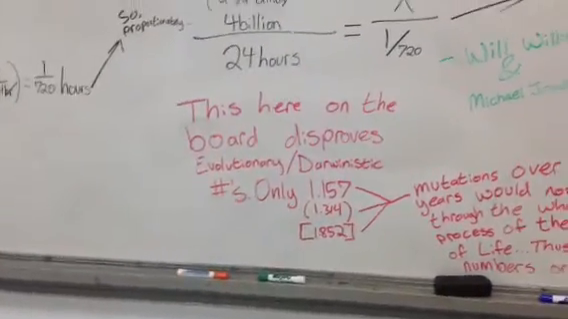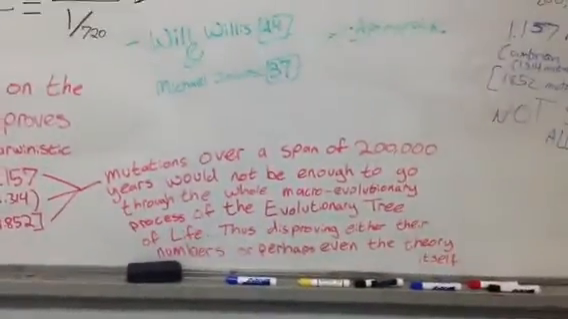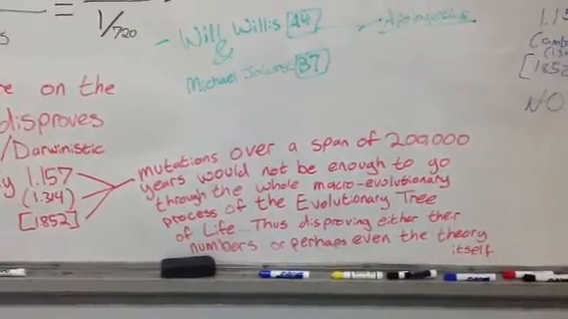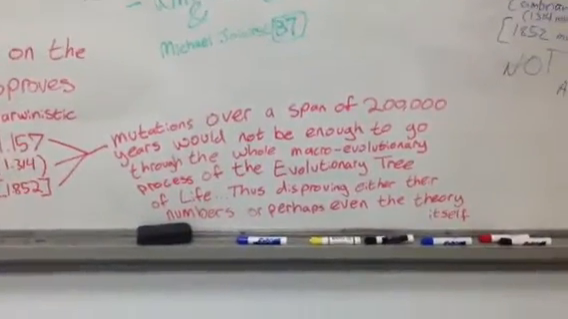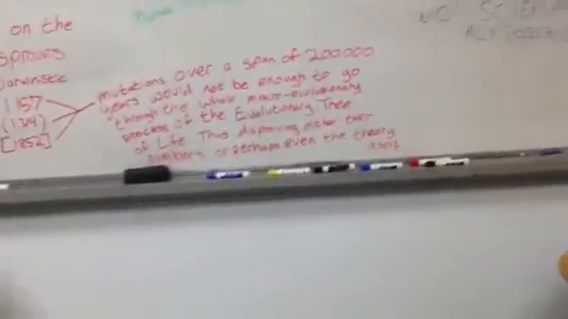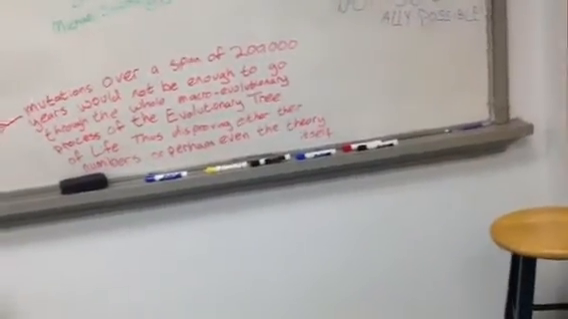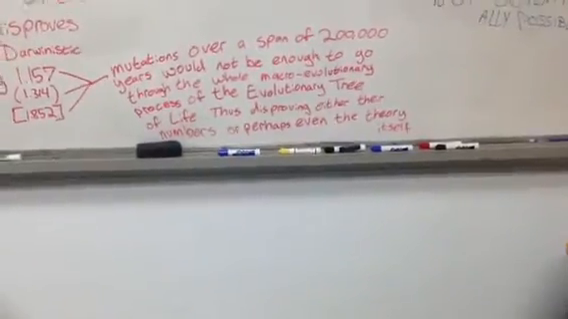Only 1.157, and the other two, mutations over a span of 200,000 years would not be enough to go through the whole macroevolutionary process of the evolutionary tree of life, which we learned about today in the video, thus disproving either the numbers or perhaps even the theory itself. Because if the numbers are correct and they had that correct, then the theory is wrong. But if they still want to believe in the theory, then their number is wrong. So based upon this, I don't know which one's more likely than the other, but they screwed up. So, anyway, enjoy.